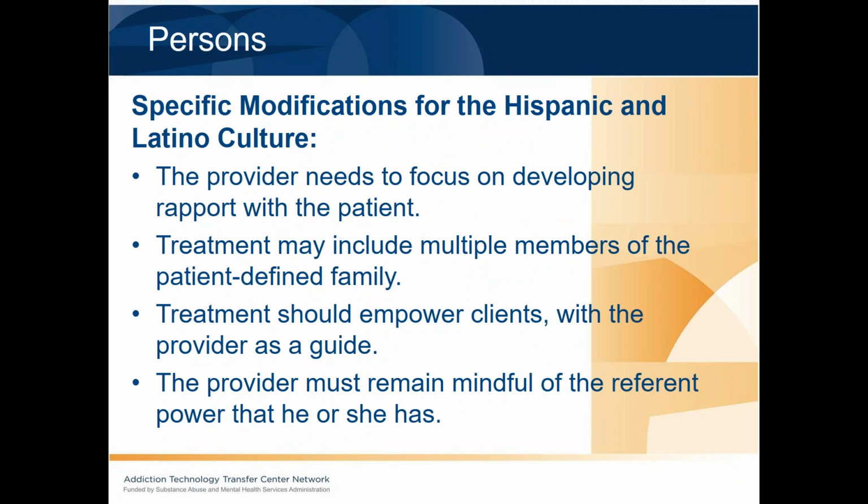Remember, trust is the most important. We can use evidence-based treatment, but if we don't have that trust embedded in it, it's going to be hard for us to move forward. Treatment may include multiple members of the patient-defined family, and it should empower clients with the provider as a guide. And then the provider must remain mindful of the inherent power that he or she has, because we're in a position of power, we're in charge, there is always going to be a power discrepancy. And so that's something that we always have to be mindful of, because it does change how individuals take our advice.